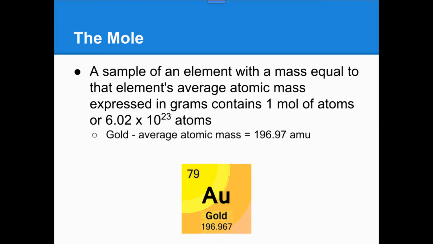So at this point, this just breaks it down a little bit further. It's exactly what I just said. Looking at the gold on the periodic table and seeing that its atomic mass in atomic mass units is 196.97, if we had 196.97 grams of gold, we would have 1 mole of gold.